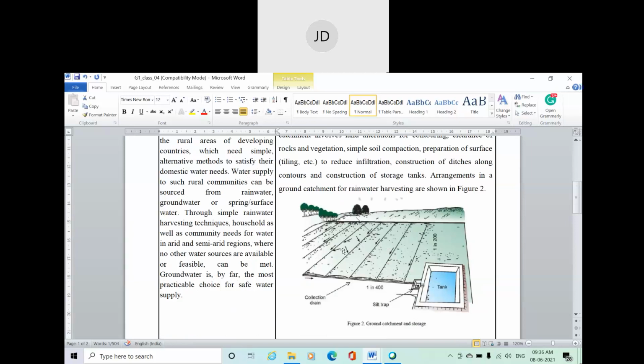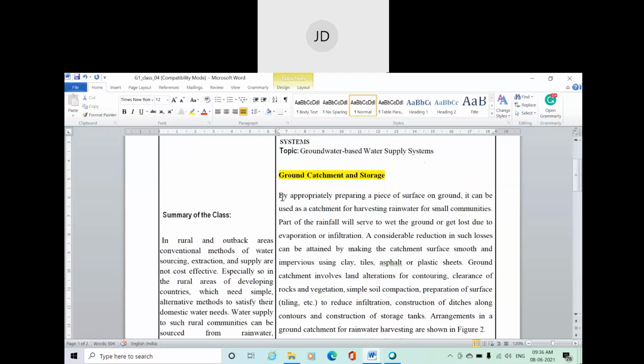In this particular catchment, all the rainwater coming on this area will only go through, and come to, this outlet. This is a common outlet. So this is a catchment having one common outlet. Fine. So by appropriately preparing a piece of surface on the ground, it can be used as a catchment for harvesting rainwater for small communities. A part of rainfall will serve to wet the ground and get lost due to evaporation and infiltration. We are going to discuss this even in the diagram. I'll show you a diagram of the whole hydrological cycle.